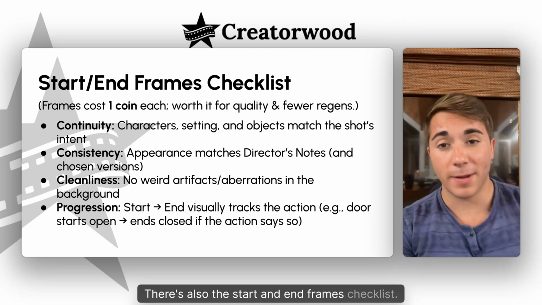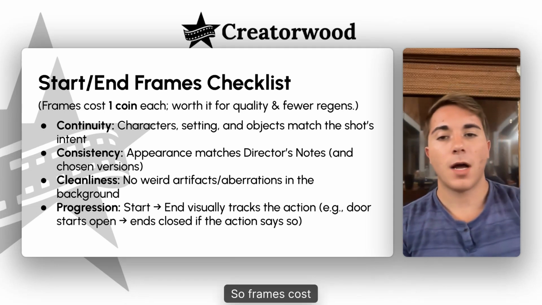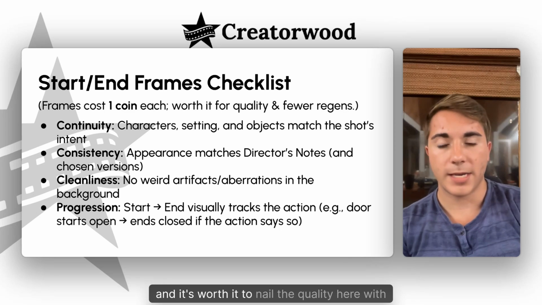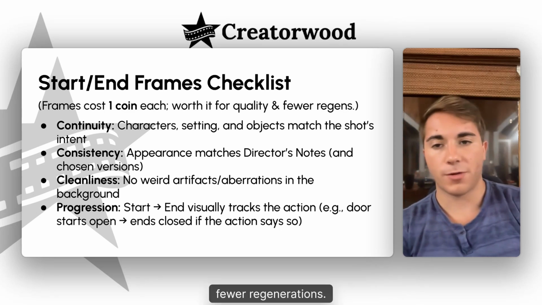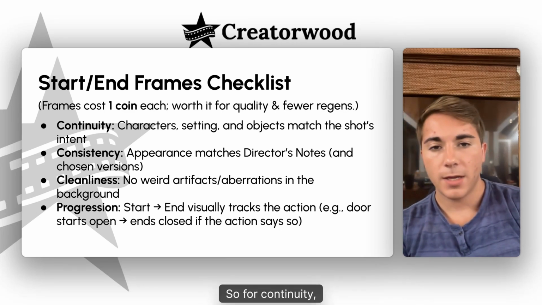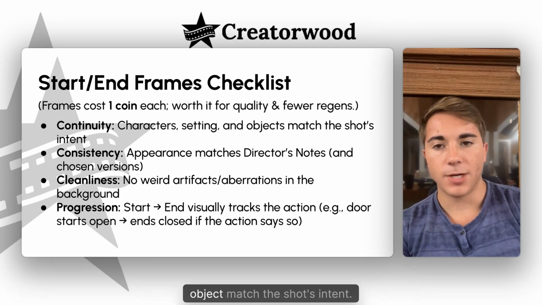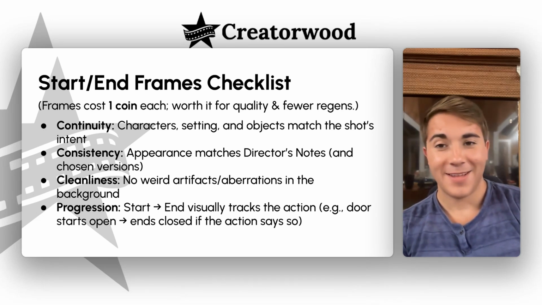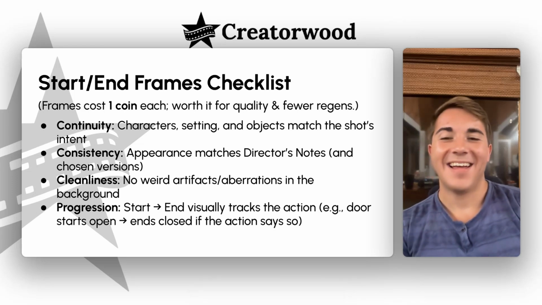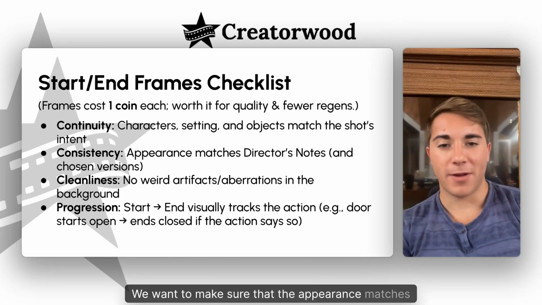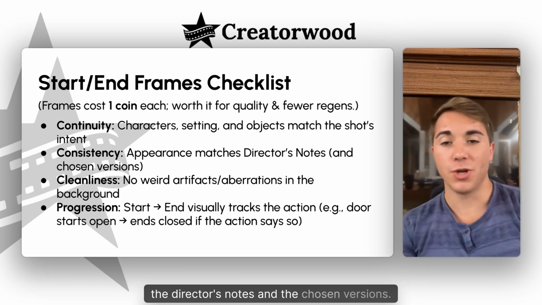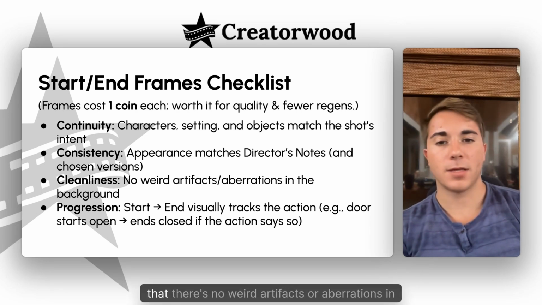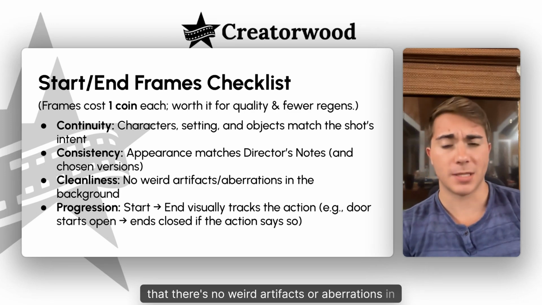There's also the start and end frames checklist. So frames cost 1 coin to 2 coins each, and it's worth it to nail the quality here with fewer regenerations. So for continuity, we want to make sure that characters, setting, and objects match the shot's intent. So are we actually showing the right things in there? Next is consistency. We want to make sure that the appearance matches the director's notes and the chosen versions. We also want to make sure there's clean shots, that there's no weird artifacts or aberrations in the background.